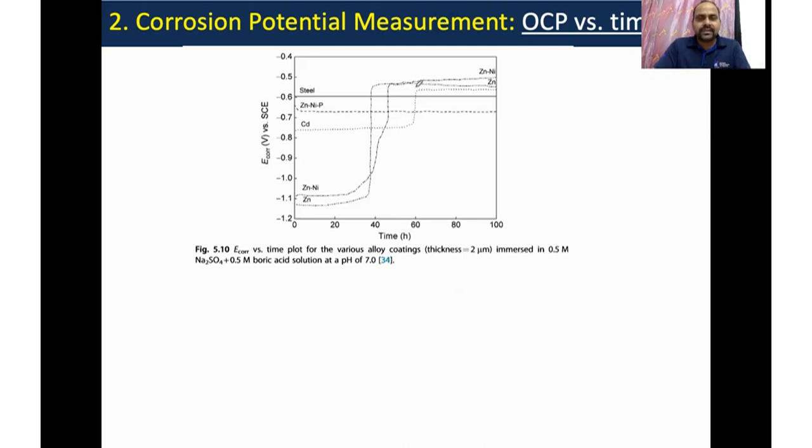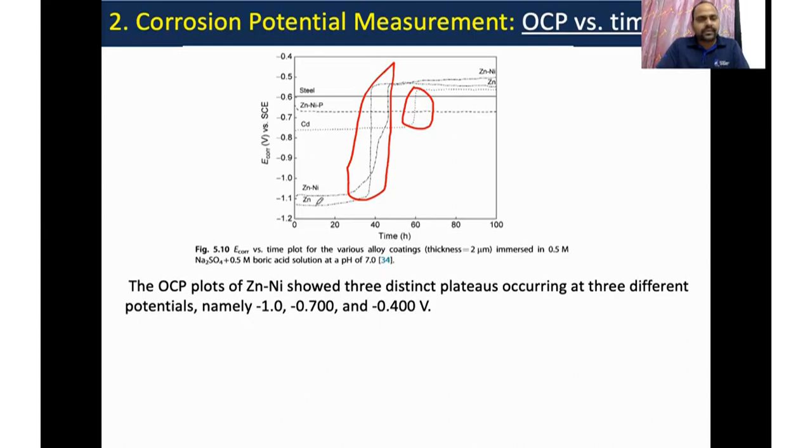And then you can even convert it into any kind of unit. For the value of Rp, either we can use linear polarization, or we can use the galvanostatic technique, or even open circuit potential can also be used. So these are the three different approaches to measure the corrosion resistance or corrosion rate of a material, right?